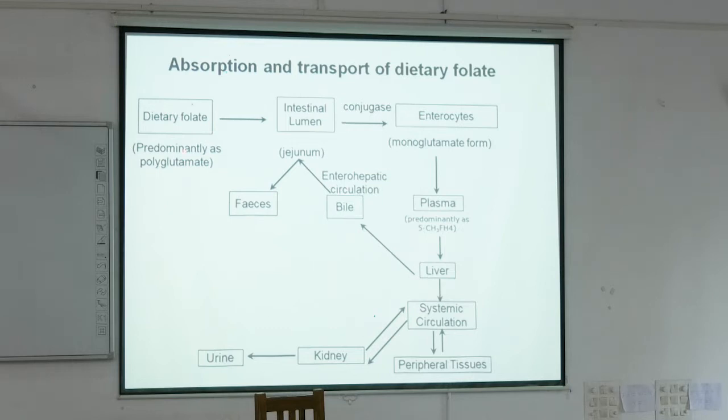Dietary folate is predominantly polyglutamate. As I mentioned, the storage form of folic acid is pentaglutamate. So the polyglutamate form we receive from the plants. Then in the intestinal lumen, in the jejunum, a part of it is absorbed in the monoglutamate form and part is excreted through feces. Part of it goes to plasma, to liver, systemic circulation, peripheral tissue. It goes to kidney and urine. And this part is mostly monoglutamate form, which is excreted in the urine. And this is excreted in feces, mostly polyglutamate form.